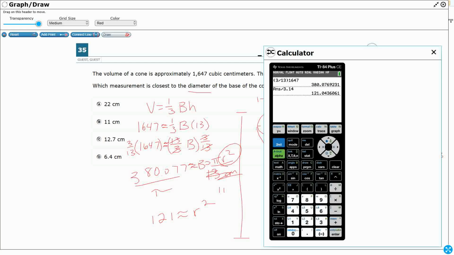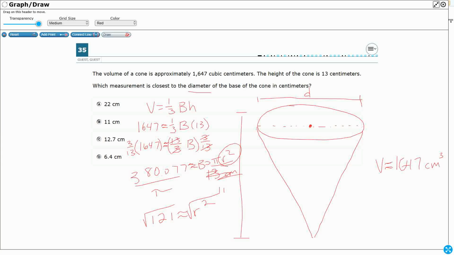Now, how do I get that r by itself? Well, now I don't need the calculator. I can take the square root of r squared, and that's going to give me r. Square root of 121, since I was really close, is going to be 11. 11 is my radius. I just found the radius. If I want to find the diameter, I've got to double it. That means this is 11 and this is 11. So if I double it, I'm going to get A, 22.